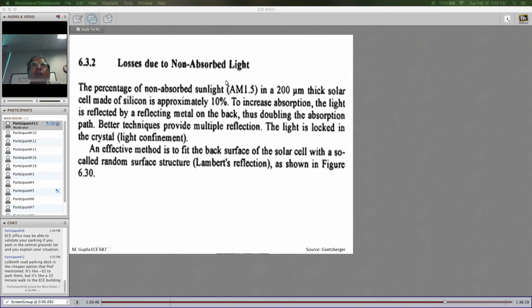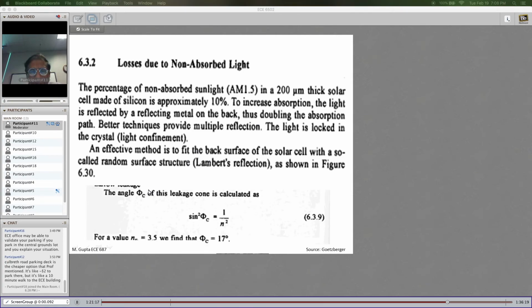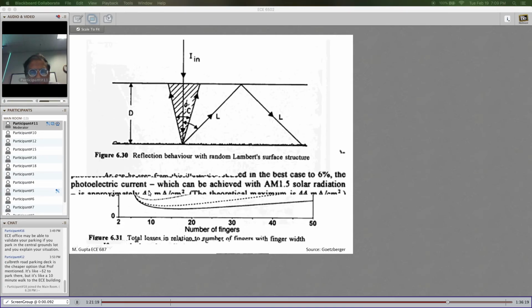Now we look at the losses due to non-absorbed light, long wavelength. You have about 10% of the light lost for 200 micron thick solar cells, long wavelength. I'm not talking about beyond the band gap. This is up to the band gap. Beyond the band gap you have even more loss. So then you have to put some kind of a reflecting layer on the back surface, like metal, to capture that light.